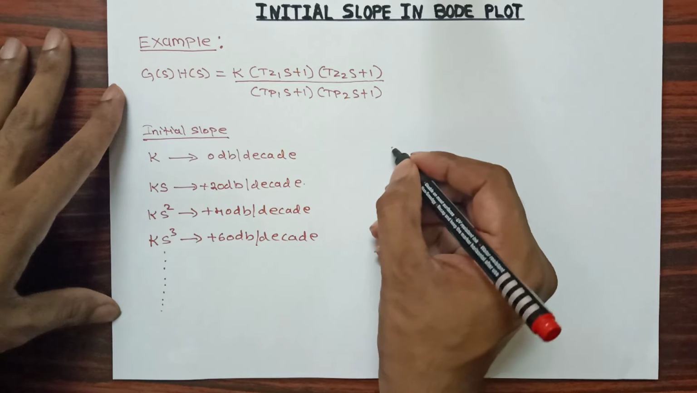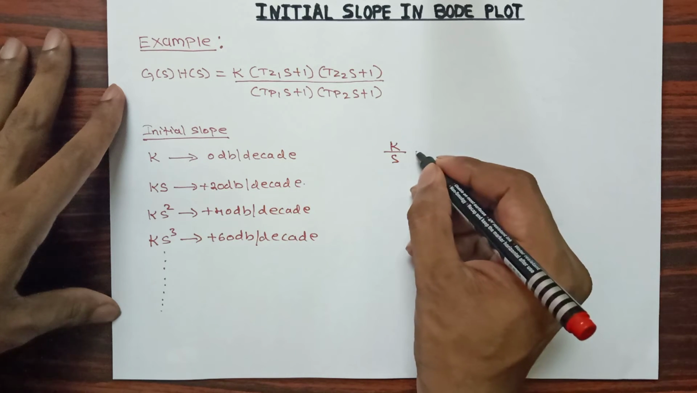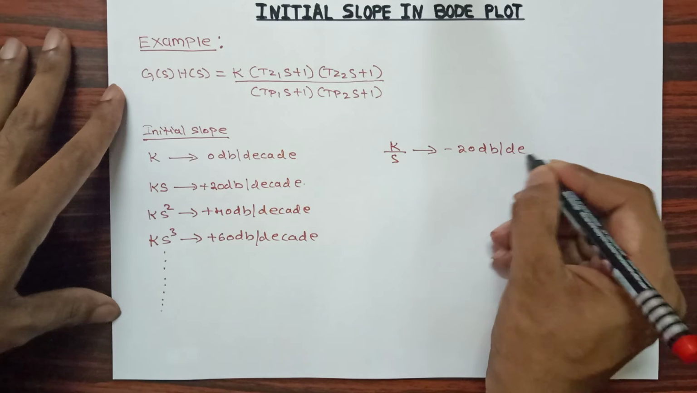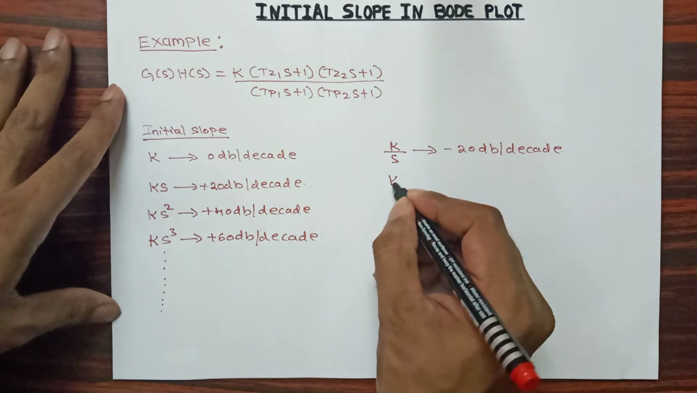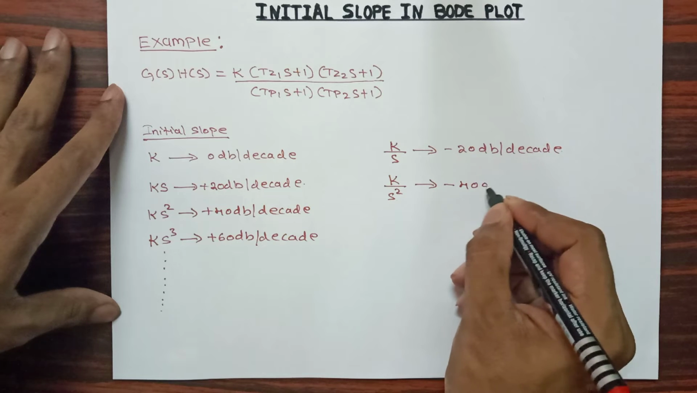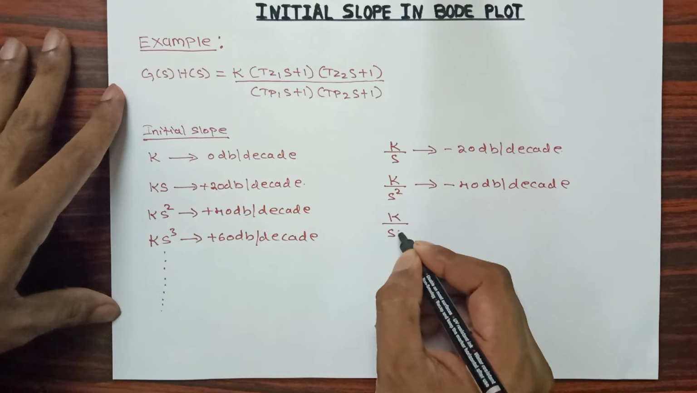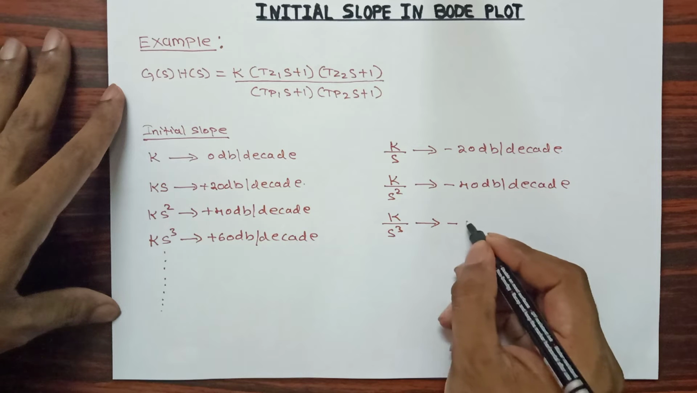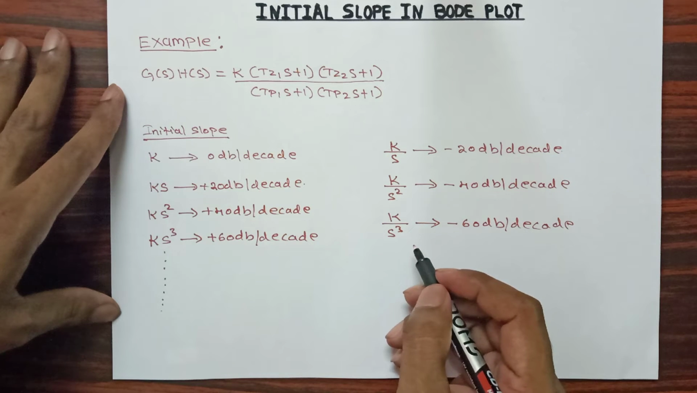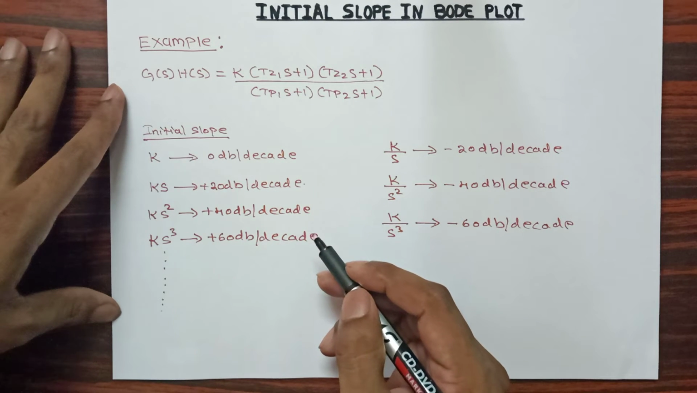Now next if I am having one pole at the origin along with the gain K, then the initial slope is minus 20 dB per decade. Then if I am having two poles at the origin, that is K divided by s to the power 2, then the initial slope is minus 40 dB per decade. In this way if I am having 3 poles at the origin, K divided by s to the power 3, then the initial slope is minus 60 dB per decade. In this way we can find the initial slope by looking into the number of zeros or poles at the origin along with the gain K.